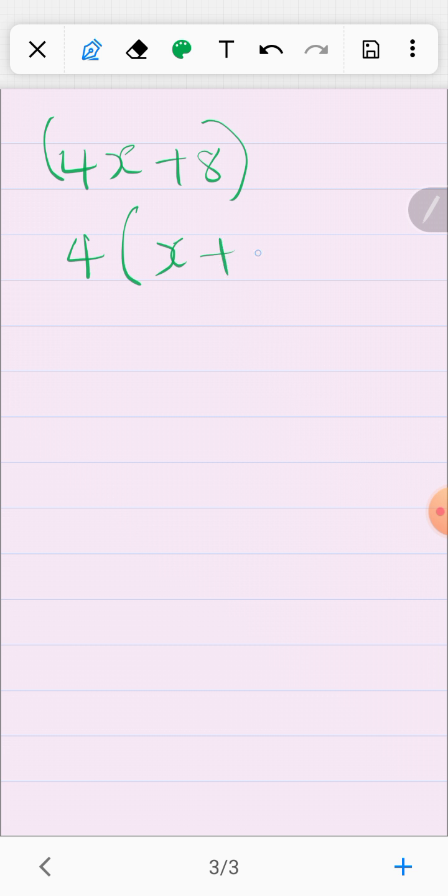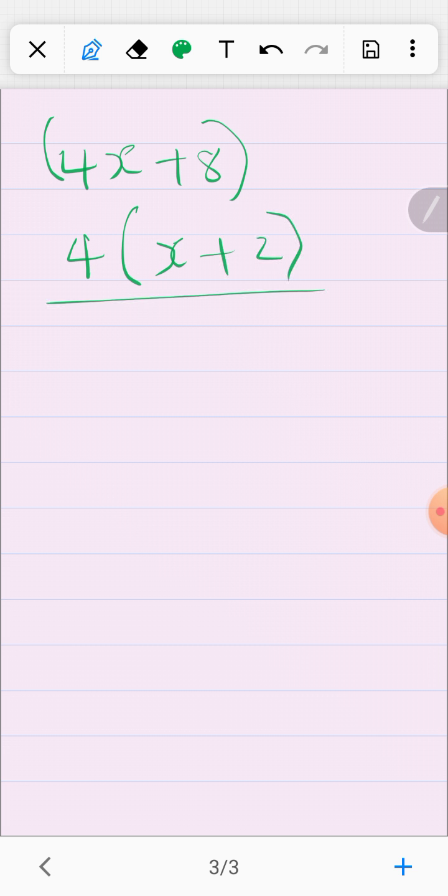If I have an expression like 4x plus 8 and I want to factorize it, I'm basically being asked to write it in terms of its simplest factors. An easy way to do that is to pull out the common factors. If I look at 4 and 8, 4 is common, so I can pull out 4, and I'll be left with x plus 2.